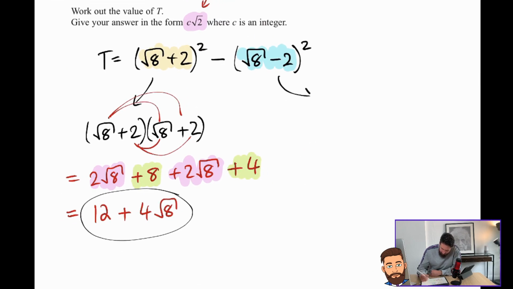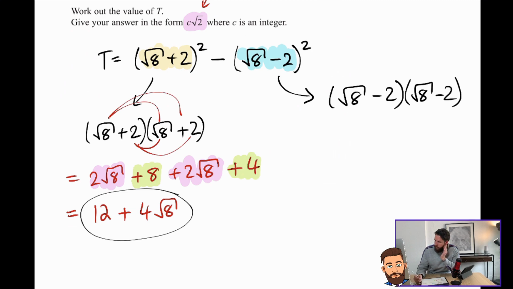And we're going to go off and do the same thing to B. So we're going to do root 8 minus 2 times by root 8 minus 2, because we're squaring it. And we are going to now multiply this out using the same method as we have. We've got root 8 times root 8, which is just simply 8. We've got root 8 times minus 2, so that's minus 2 root 8.